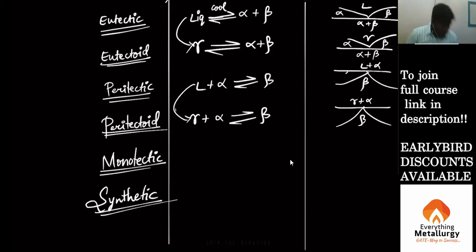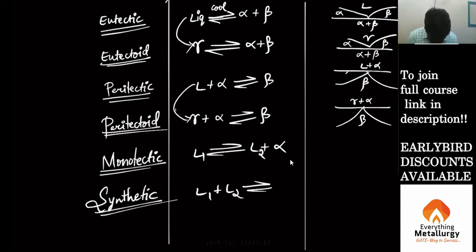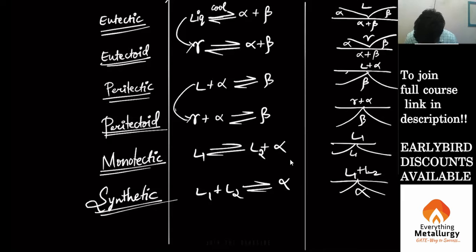Similarly, the other two are monotectic and syntectic. Monotectic is forming a new liquid and a new solid from the existing liquid. Similarly, syntectic is an equilibrium between two liquids and one solid alpha. So as I said, you can just do this, right? Okay, so these are the reactions that are usually possible.